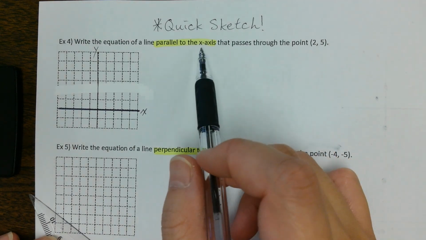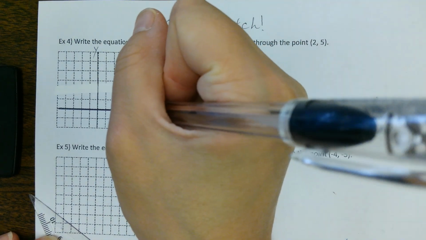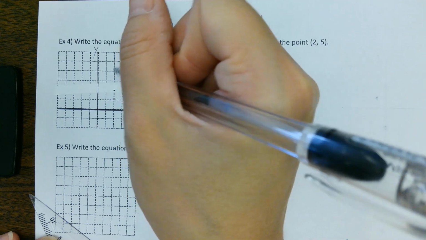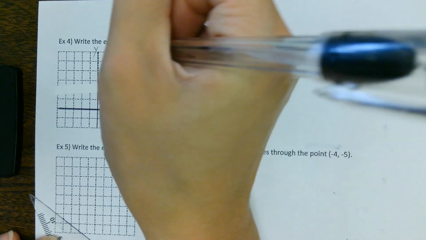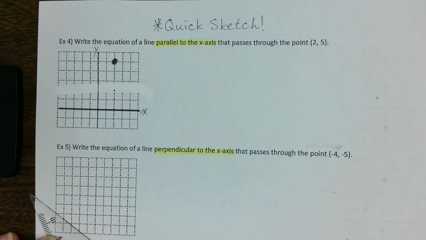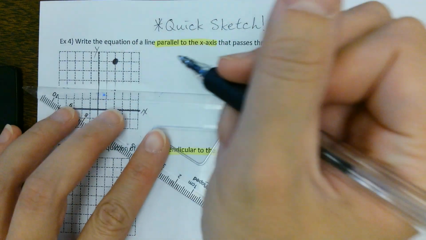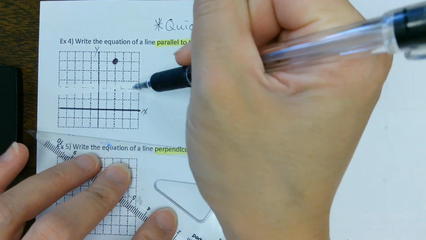Alright, so passes through the point 2, 5. So 2, 5. 1, 2, 3, 4, 5. So this point right here is 2, 5. Okay, that's why I had to lower my line. I'm just drawing the grid back in.